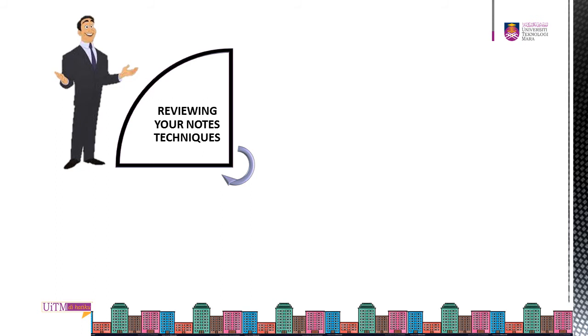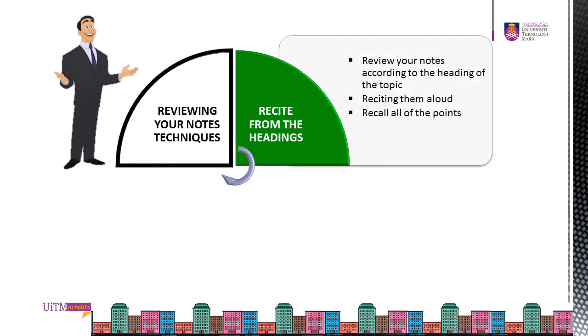Okay, so now we're going to learn about techniques for reviewing your notes. The first technique that you can adopt in reviewing your notes is recite from the headings. So you can recite back what you have written in your notes, and you review your notes according to the headings of the topic. So you look at topic by topic, reciting them aloud, and then try to recall all of the points.